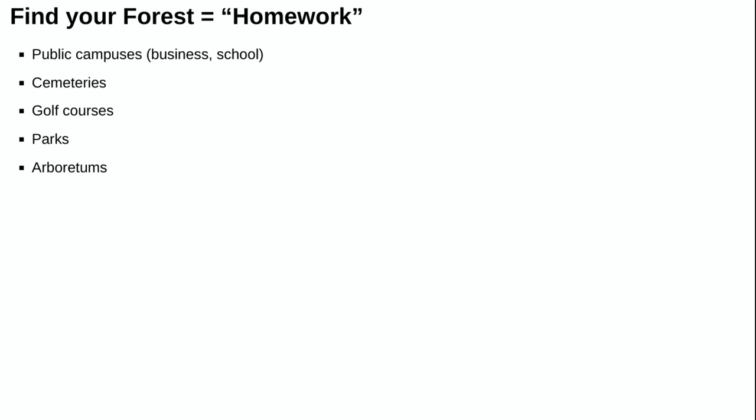Or if you're going out in real life, and right now it's really a great time to make sure you get out there and get your outdoors time in as the weather's good. Go check out these places and take some photos for your Find Your Forest assignment.